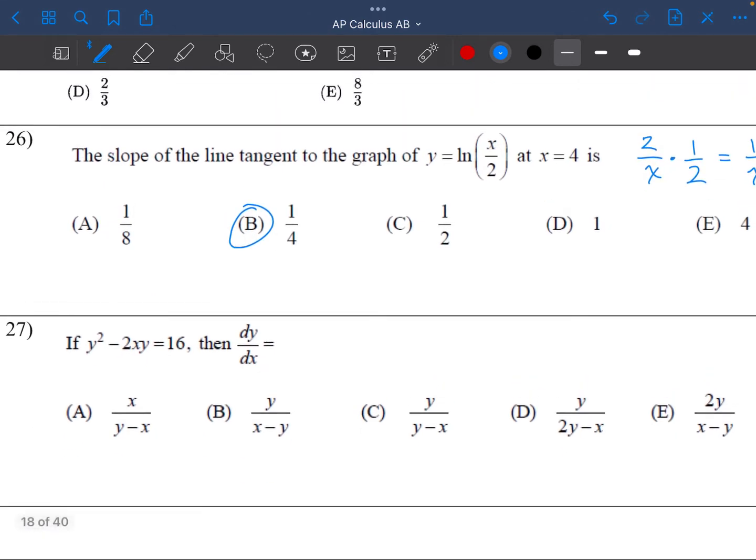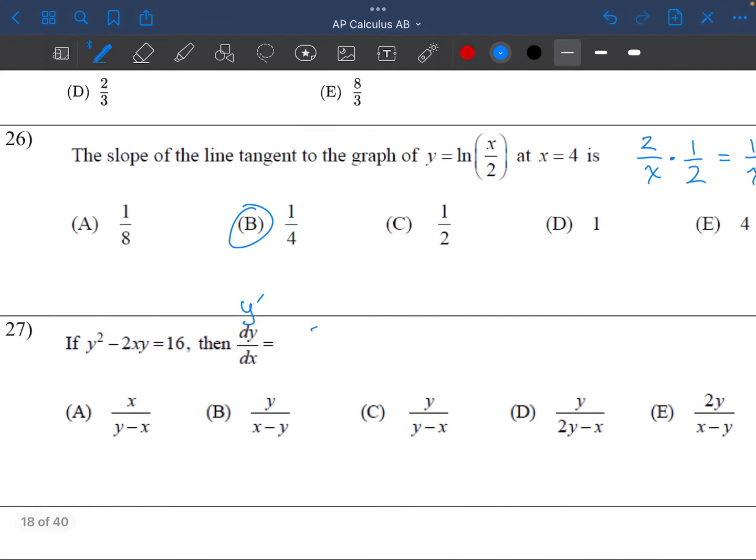Number 27. We have a bunch of y squareds and xy's all mixed together, and we're asked to find y prime, dy/dx. So let's just take the derivative and see where that leads us. We're not plugging in any number like we did back in number 23, so it's a little bit more algebraic manipulation, but we'll be careful about that.